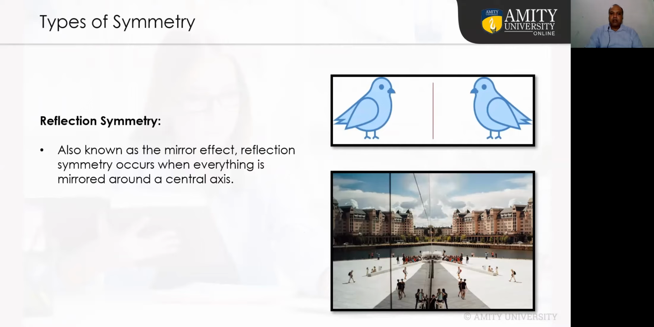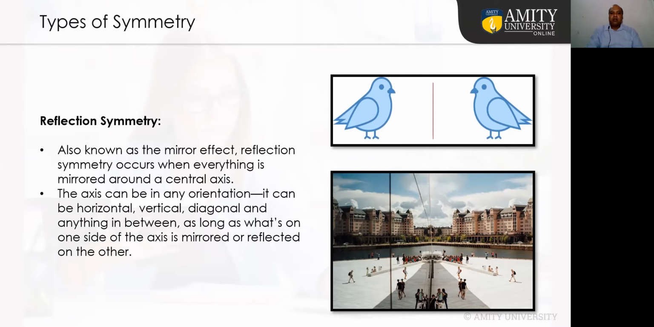Reflection symmetry occurs when everything is mirrored around a central axis. It should be from the center. If you start mirroring from different parts of the image, then it will not be symmetry. The axis can be in any orientation. It can be vertical, horizontal, or diagonal, depending on how you want to create it, but it should be from the center, and every element of the design should be equally proportional on both sides. That is what reflection symmetry is.